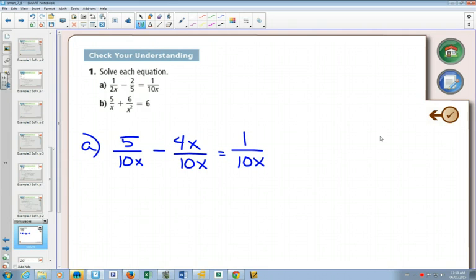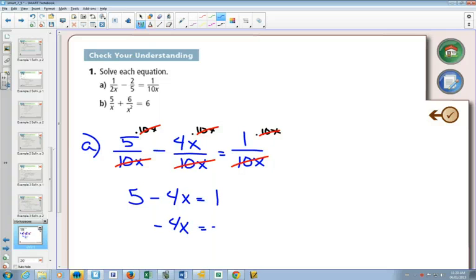Now, what I'm writing here in black, you wouldn't have to show, because it is kind of tedious to do that. But if you multiplied both sides by 10x, what's going to happen is all of these are going to cancel out. So if you did write them, you would cancel them out as well. And now our equation is just 5 minus 4x equals 1. Subtract 5 on both sides, you get negative 4x equals negative 4, and x is equal to 1.